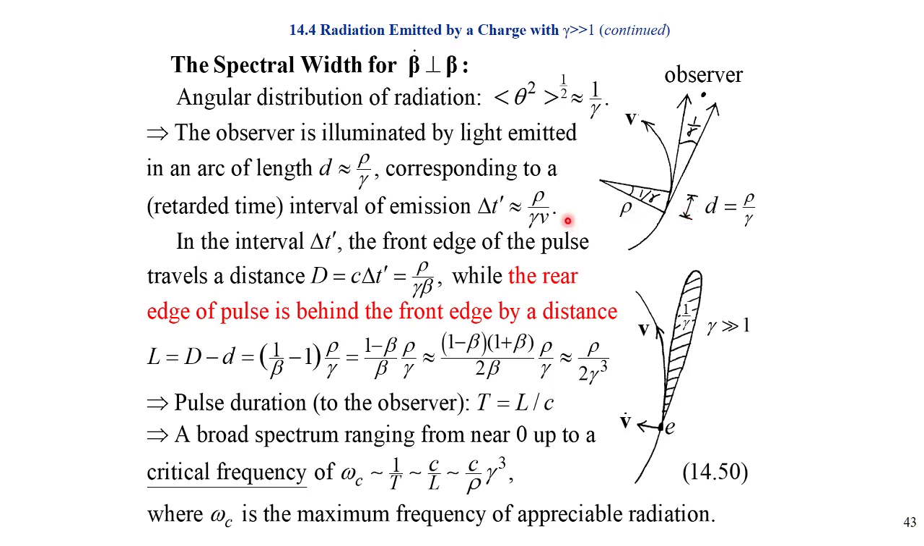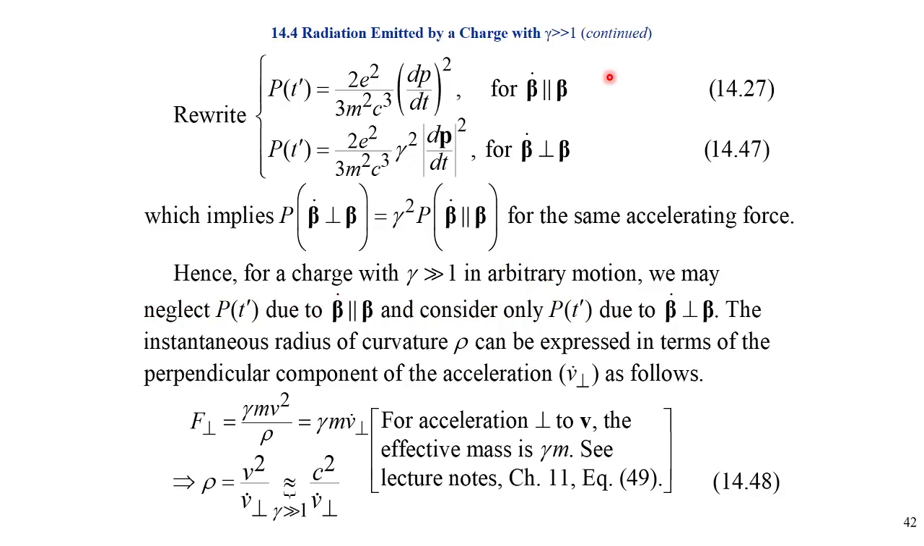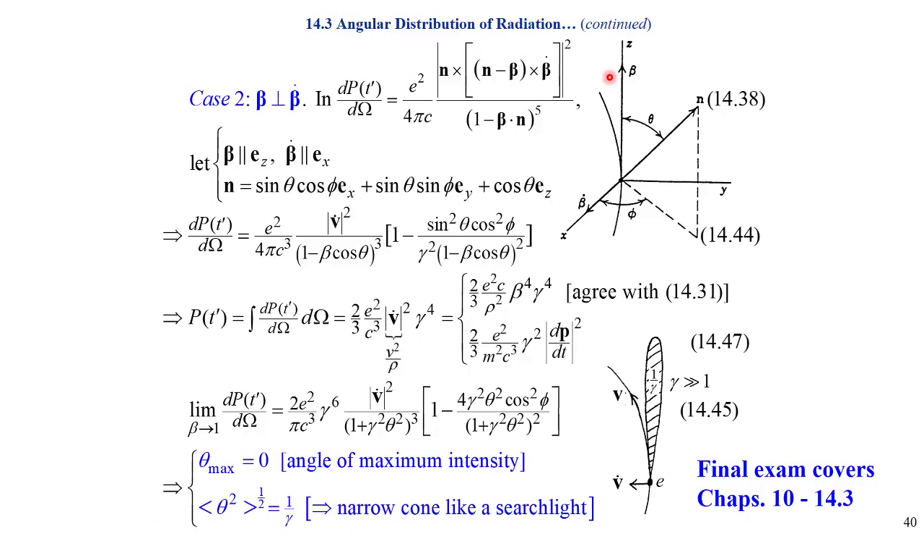So we know the angular distribution of the radiation: theta squared root is approximately 1 over gamma. We can go back here. So we will have a very narrow cone-like searchlight, very narrow. You will have a very narrow cone-like searchlight.